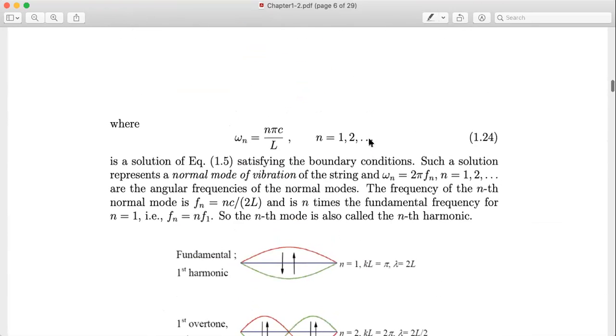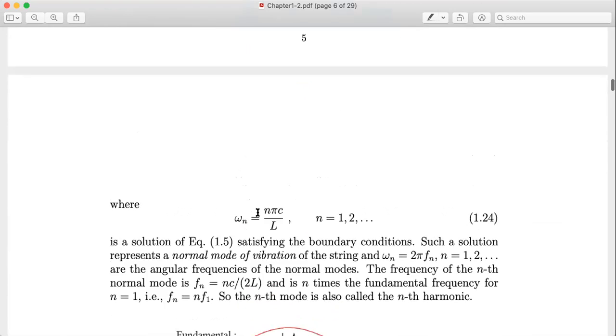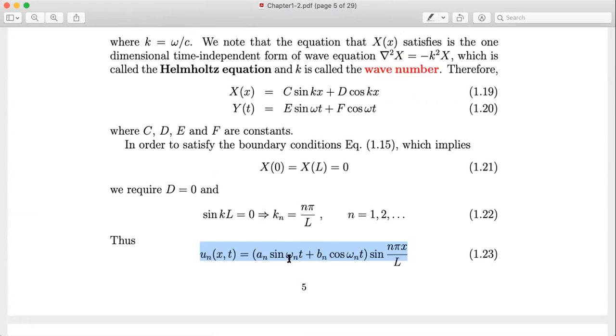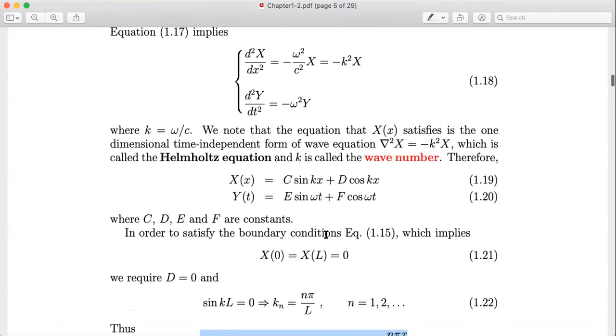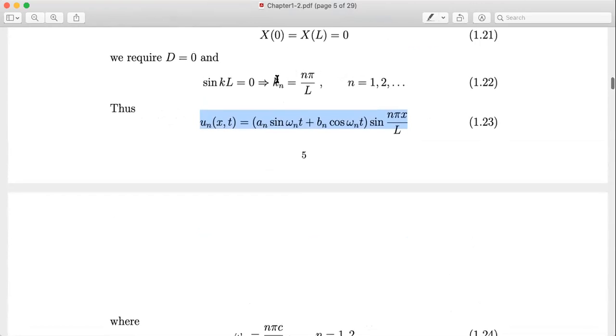Okay, so let's go back to this discussion of the normal modes of vibration. Well, there are infinitely many of them. Now, how do I know? Because there are infinitely many possible omega n, right? Remember, I find omega n from Kn, and there are infinitely many Kn. So this should remind you that we are dealing with infinitely many degrees of freedom.